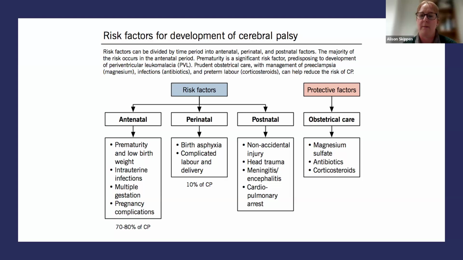This also describes how there are protective factors in obstetric care that have come about in the last 10 to 15 years, such as giving magnesium sulfate, the use of antibiotics, and also corticosteroids given during pregnancy if there's a risk of preterm birth. So those are the protective factors as well.